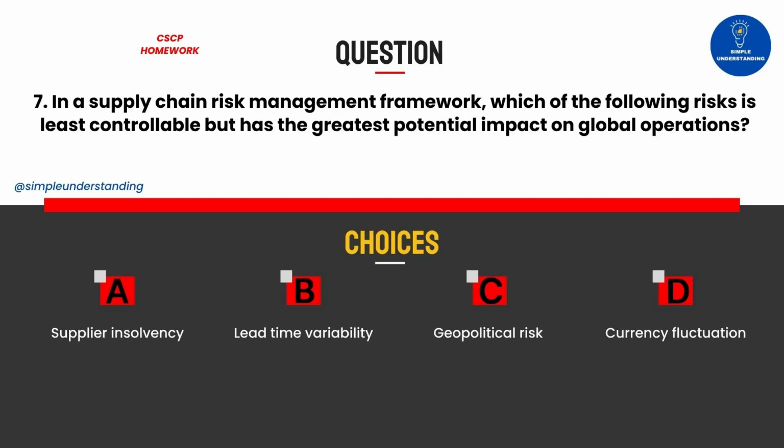7. In a supply chain risk management framework, which of the following risks is least controllable but has the greatest potential impact on global operations? A. Supplier insolvency. B. Lead time variability. C. Geopolitical risk. D. Currency fluctuation.